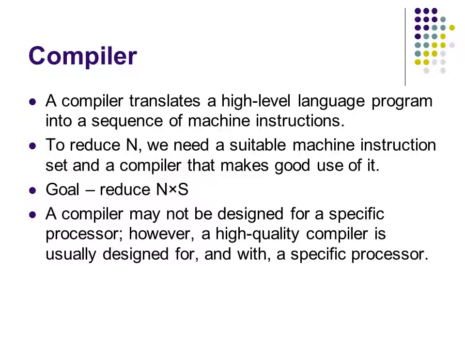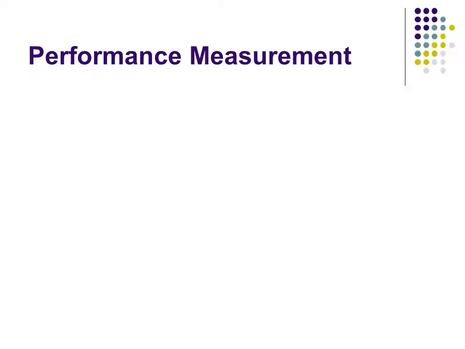Now we discuss another important parameter that affects the performance of a system, called the compiler. The compiler is used for translating a high level language program into a sequence of machine instructions. To reduce N, we need a suitable machine instruction set and a compiler that makes use of it. Our goal is to reduce N × S. Whenever we reduce N × S, the processor time automatically reduces, so we can improve the performance of a system.